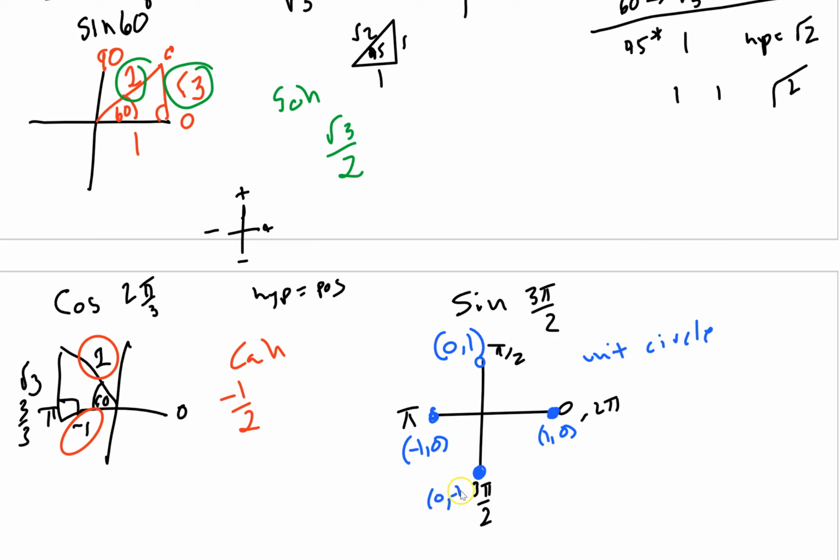0, -1. It's a normal xy chart. So how do I figure out what sine is? Well, there's this rule we haven't really talked about yet. We should know from the review that sine is always the y value.